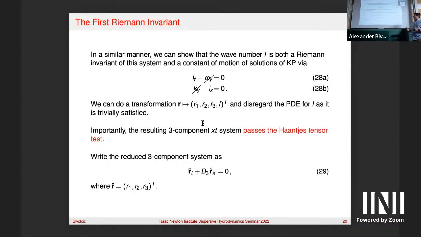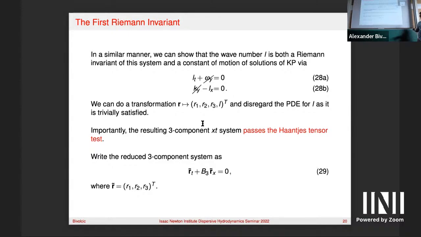So in this case, when you look at the system, we expect the wave number L to be our constant of motion. So we look in the system, we do find L is a Riemann invariant of the system, as expected. So once again, we partially diagonalize. We can neglect the PDE as it's trivially satisfied. We get a 3-component system, and it passes the Haantjes tensor test. So we now have an integrable 3-component system.